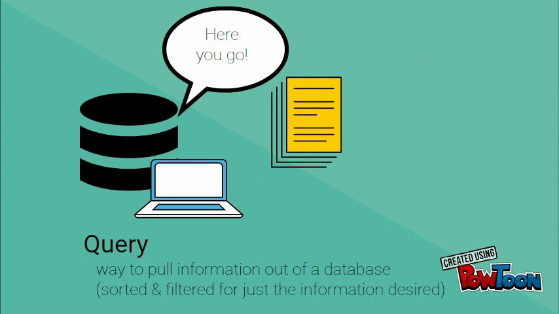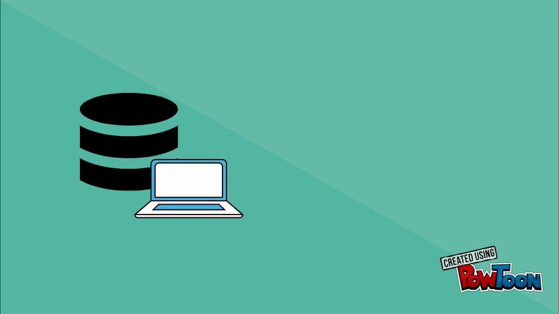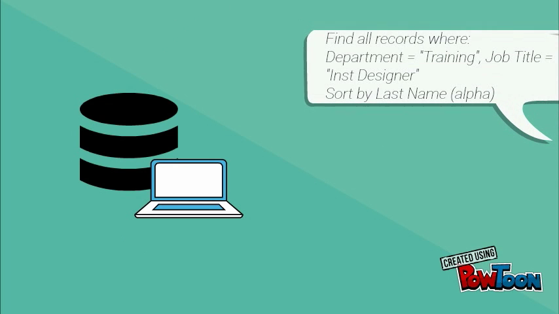You can do this with any information that has fields set up for it. You can even combine fields and functions in your query. For instance, find all records where department equals training and job title equals instructional designer, sorted by last name.